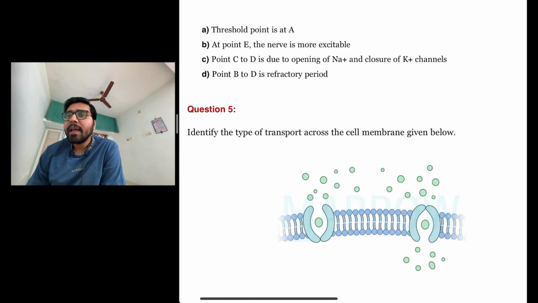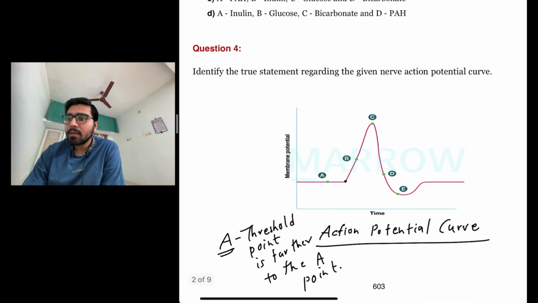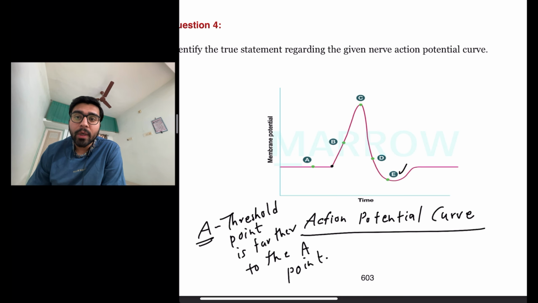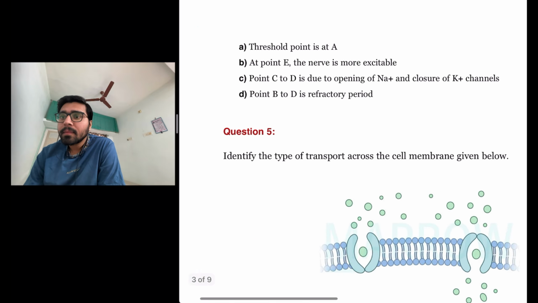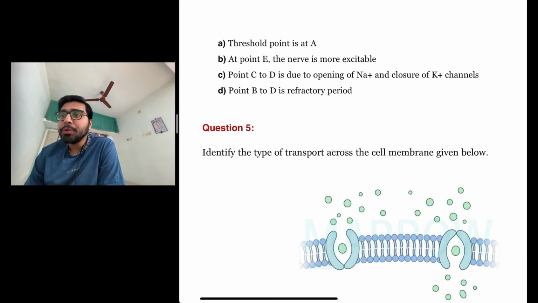The next statement is at point E, the nerve is more excitable. This is the point they are talking about. So point E is suggestive of hyperpolarization, and at hyperpolarization point, the nerve cannot be excitable more. You require a very strong stimulus to excite the nerve at that point. Point C to D is due to opening of sodium and closure of potassium channels.